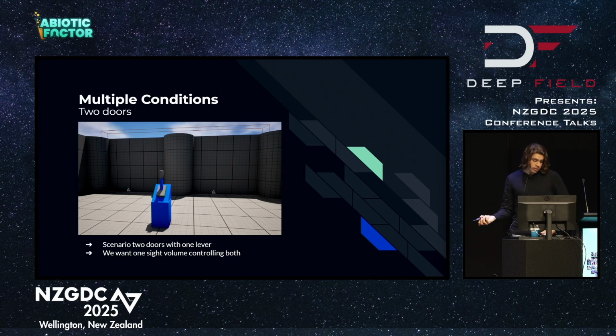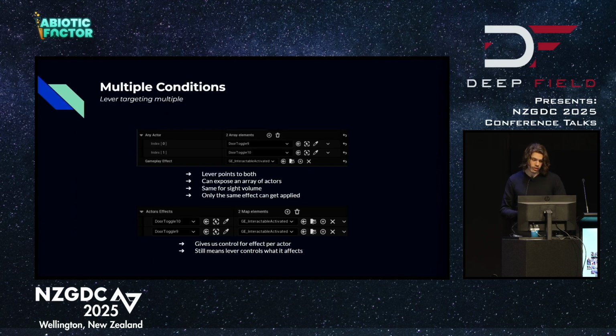So let's say we have 2 doors, and we want a single sight volume to control these both. In that case, it means that both the lever and the sight volume need to interact with multiple actors, whereas previously they targeted 1. So an easy way to do this is have an array of those actors and use a gameplay effect we want to apply to it. To make this a bit more usable and extensible, we can have it that each actor can apply a different gameplay effect. So this lever could do a lot more things without them having to know about it.